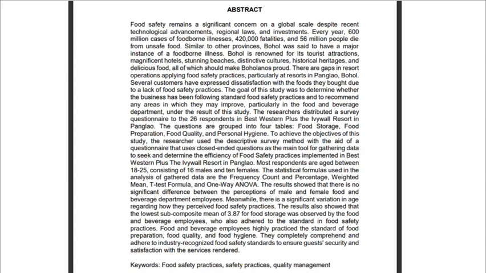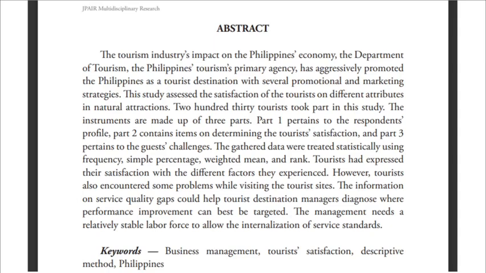So as you can see here, these are wrong keywords. Food safety and practices, it is not a discipline. Safety practices, quality management. So it is wrong. Let's find appropriate keywords here. As you can observe, it did not follow the BISO unified format because it is based on the J-pair multidisciplinary research. Again, it depends on the publication or journal. Okay, so this is just an example. We're going to focus only on the keywords.